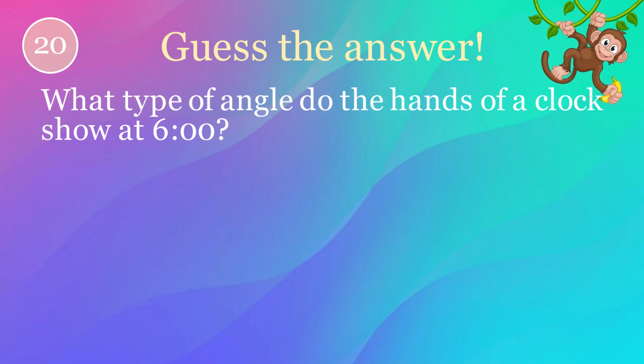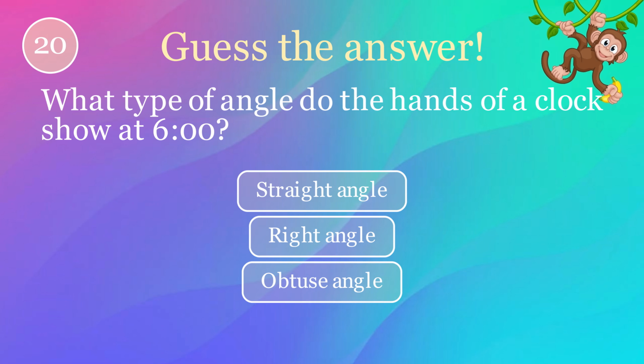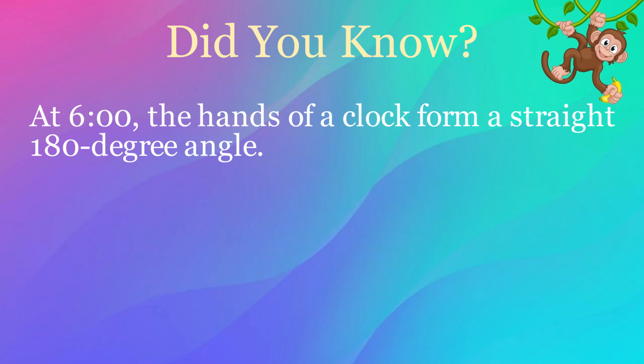What type of angle do the hands of a clock show at 6 o'clock? Straight angle. Right angle. Obtuse angle. The correct answer is straight angle. Here's an interesting fact. At 6 o'clock, the hands of a clock form a straight 180-degree angle.